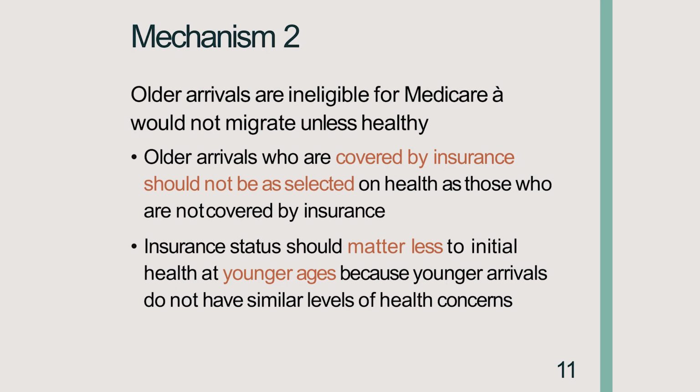The second mechanism was that older arrivals are not eligible for Medicare, so maybe they wouldn't migrate unless they're healthy. To test this, I think older arrivals who are covered by insurance should not be as selected on health as those who are not covered by insurance. And insurance status should matter less to initial health at younger ages, because younger arrivals don't have the same level of health concerns as their older counterparts.